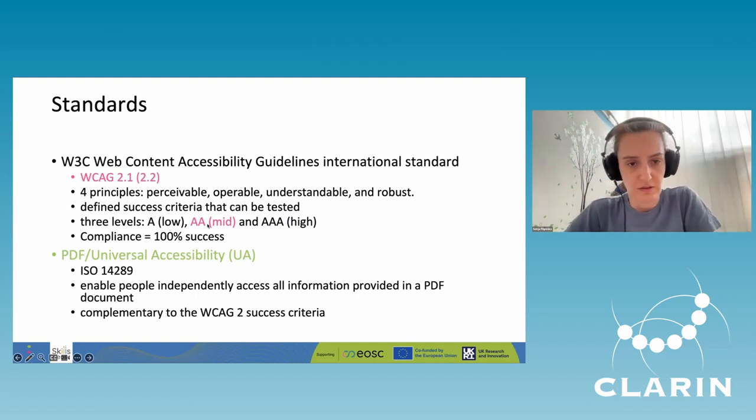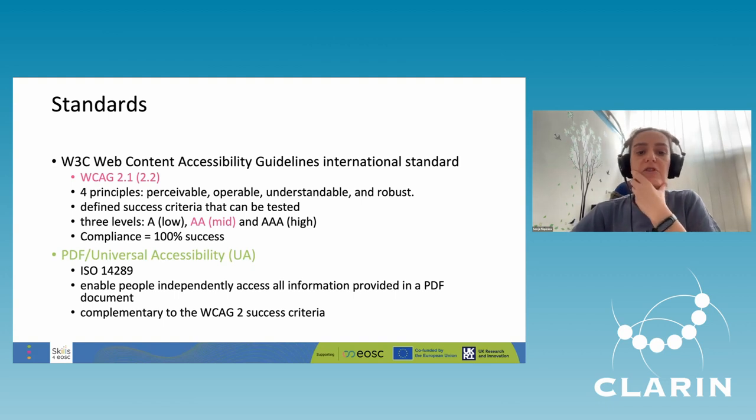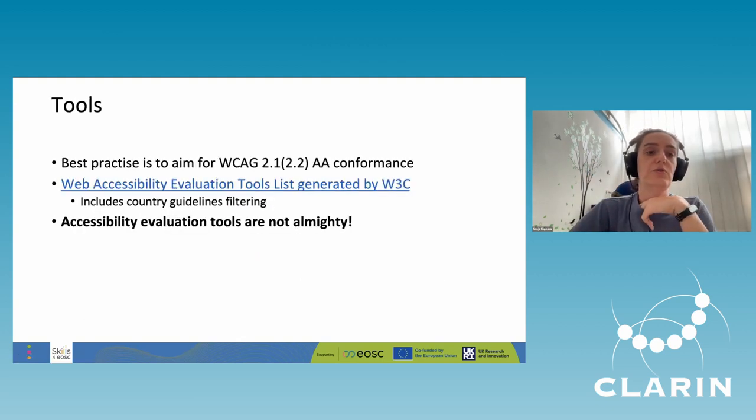We try to do this in the FAIR by Design methodology. We use different types of tools to test the accessibility of the content that we produce in the Git pages. For PDF documents, for example, there is a separate standard that defines the accessibility. It's very similar to the previous one with a few tweaks that are specific to PDFs. If you decide to achieve, let's say, AA conformance, the best way to test is to use a tool.